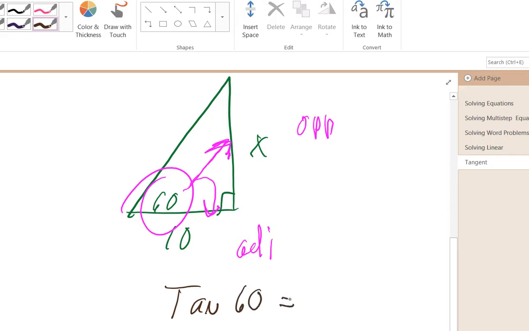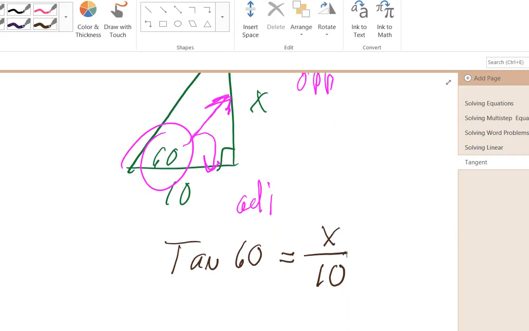So tangent of 60 is equal to the opposite side, which is x, over the adjacent side, which is 10. It's going to be just like a proportion, like what we were doing in 2.8. So I take a handy-dandy calculator and figure out what the tangent of 60 is. The only possible problem we could have is our calculator is in the wrong setting, because for angles there's three types: gradients, radians, and degrees. So you want to make sure yours is in degrees.